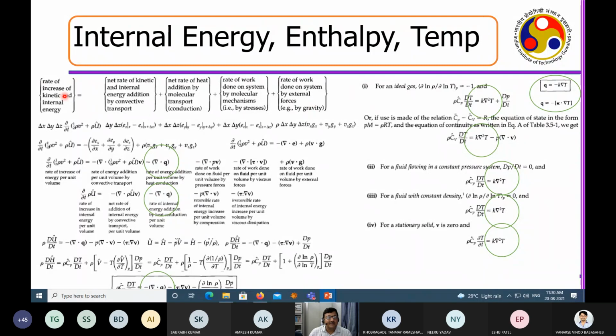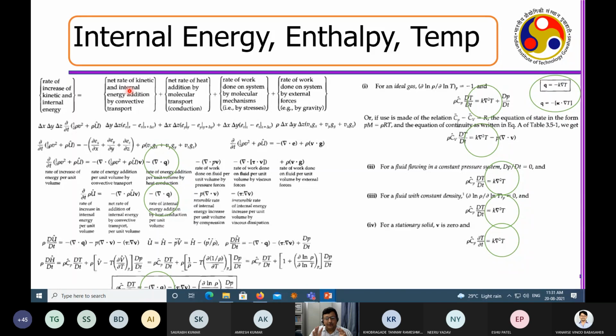So what is the rate of increase of kinetic and internal energy? That is equal to the net rate of kinetic and internal energy addition by convective transport, the net rate of heat addition by molecular transport, so this is the convection part and this is the conduction part. Then the rate of work done on the system by molecular mechanism, that is the stresses, and the rate of work done on the system by external forces, gravity. So I identify there are 4 different origins. You can add as many as you like. If you have nuclear fission, you have to add the nuclear perspective. If you have Brownian motion, you can add the perspective of Brownian motion here.